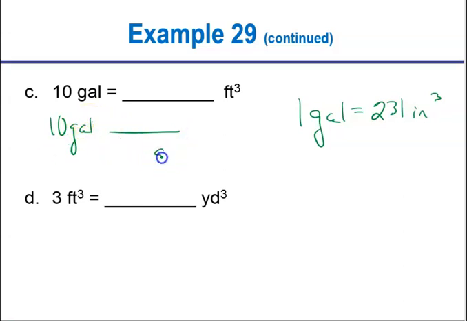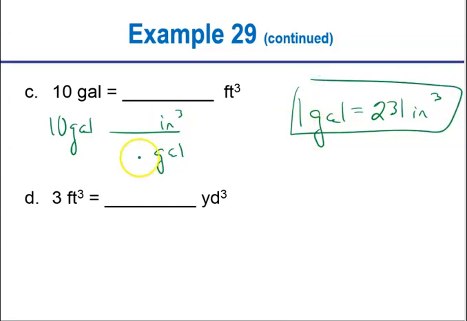If I'm trying to get rid of gallons, it needs to go on the bottom, what it's equivalent to. Or I'm trying to change it to inches cubed for now. It's going to go on the top. Because that's all I've got, y'all. I can't change it to feet cubed. I don't know what that conversion is yet. So I know that 1 gallon is 231 inches cubed. So the gallons cancel, right?